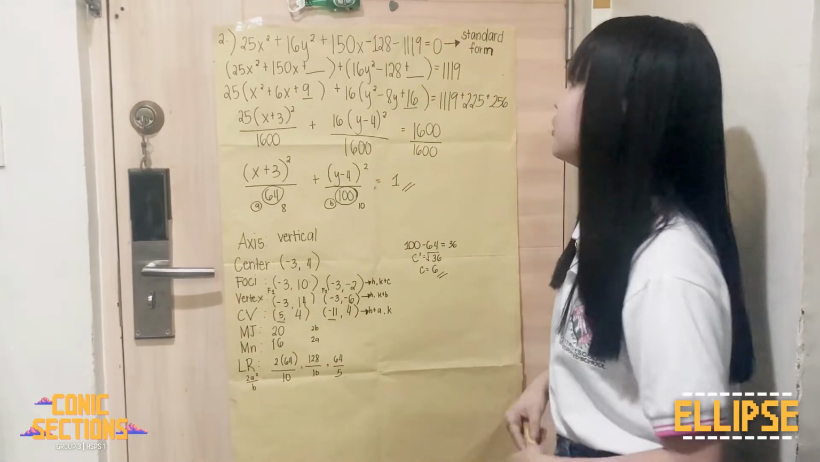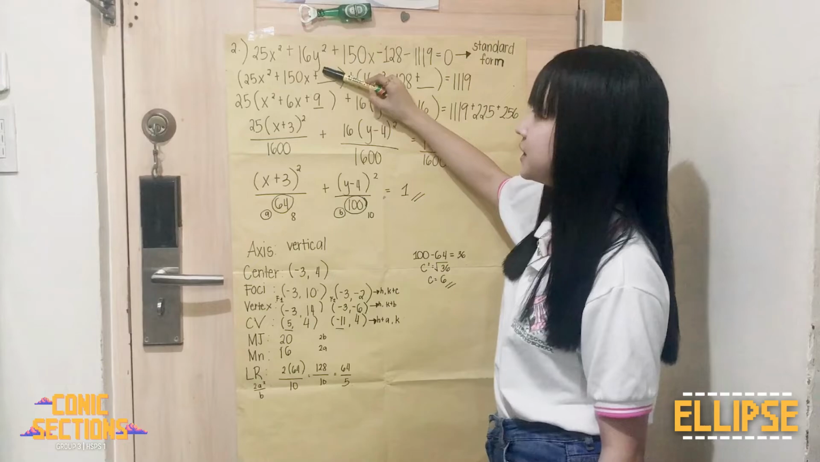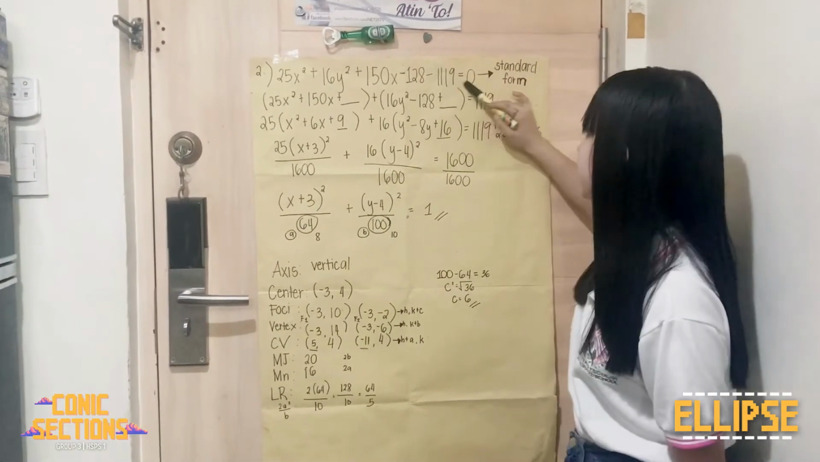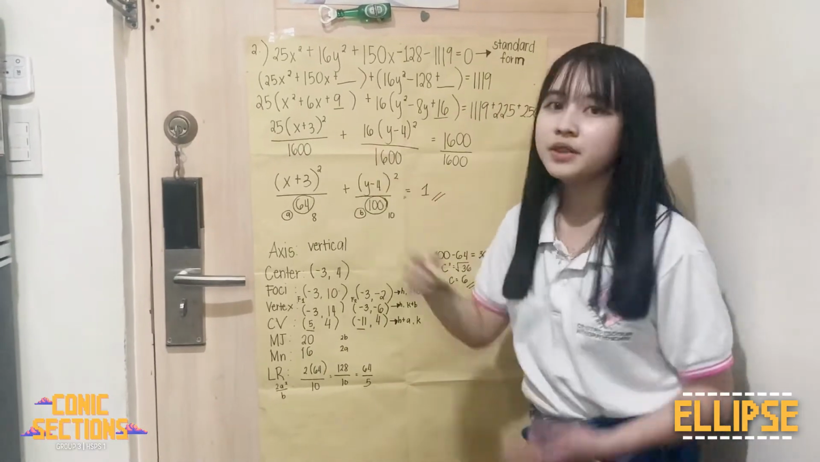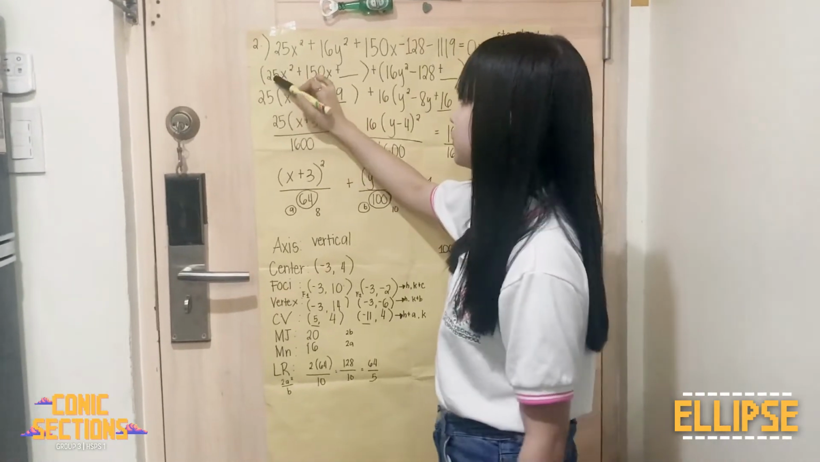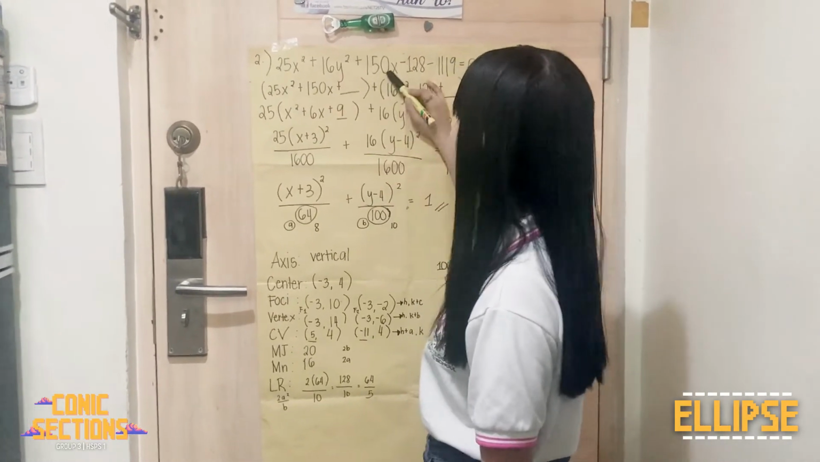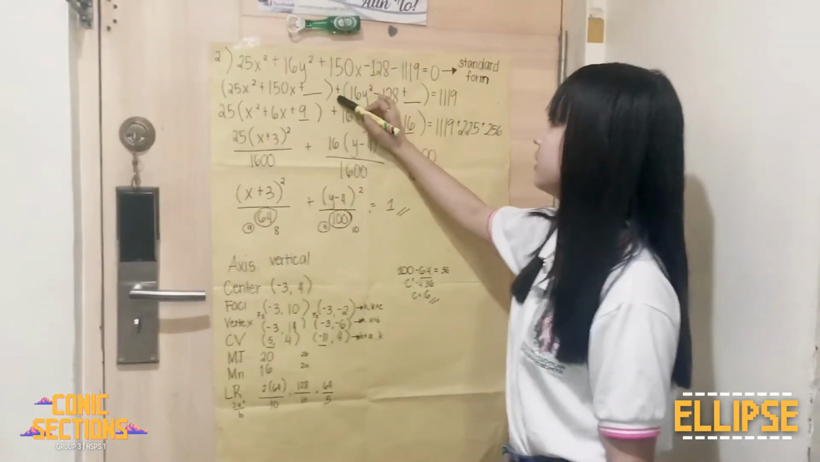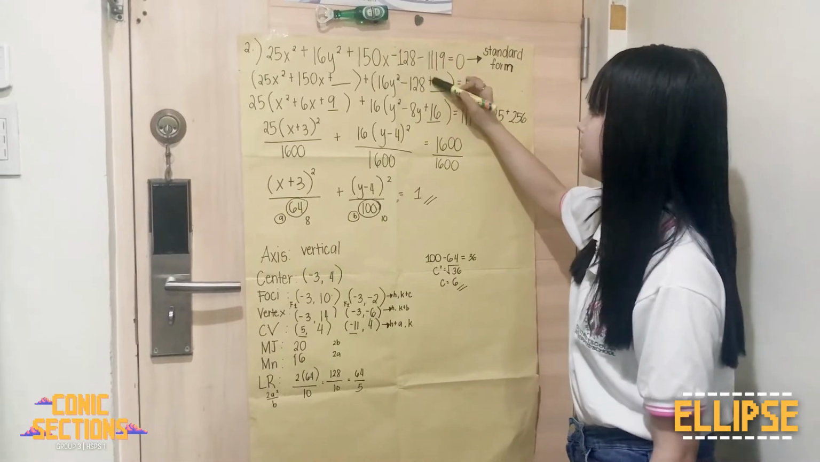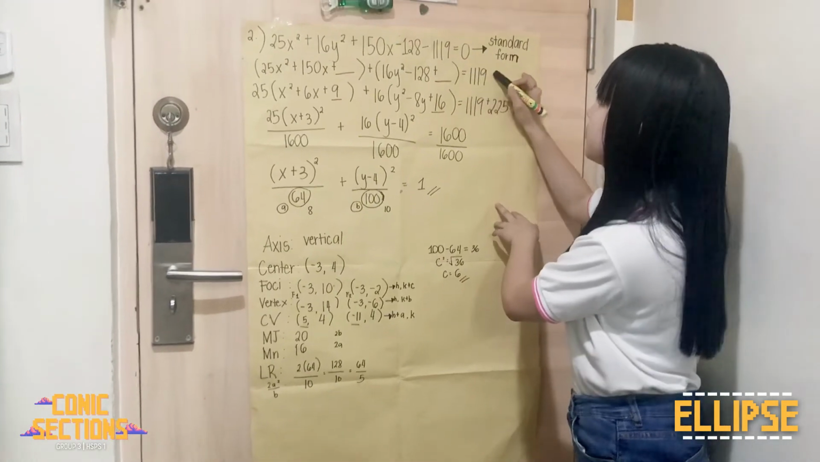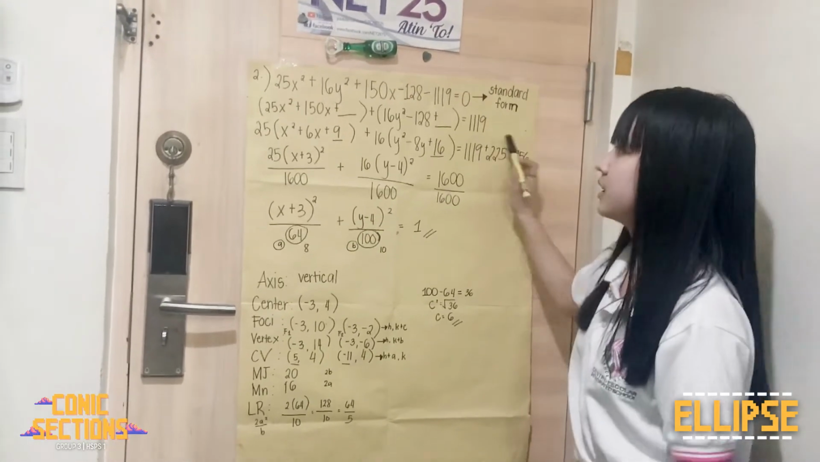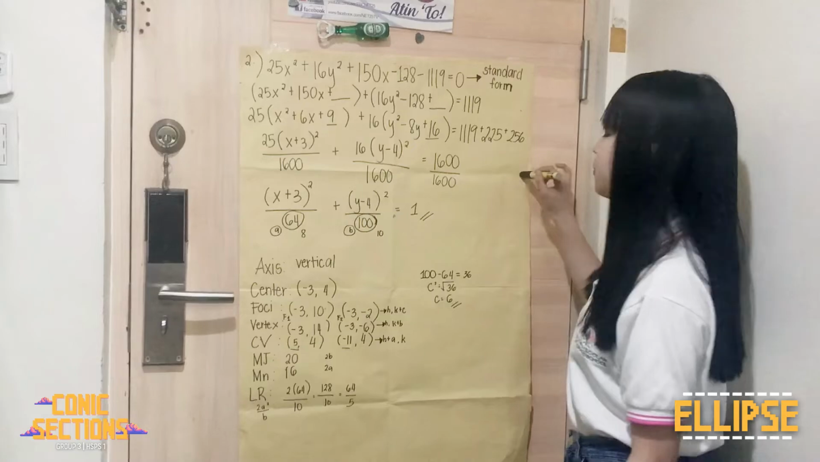So for the next example, we have 25x squared plus 16y squared plus 150x minus 128y minus 119 equals 0. So for the first step again, we will transform it into standard form. So 25x squared plus 150x plus blank, then plus 16y squared minus 128y plus blank again equals 119. So for the next step, we have to complete the square so that we could balance the equation.